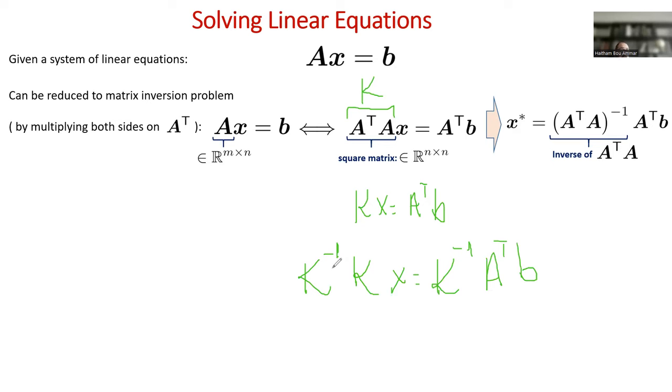Now notice that K inverse K is what? It's identity, because K inverse is the inverse of the matrix K. So here you have identity times X, which is X. So now you will get X is equal to the variable I'm looking for, K inverse A transpose B. But K, we defined as A transpose A. So you will get (A transpose A) inverse A transpose B.